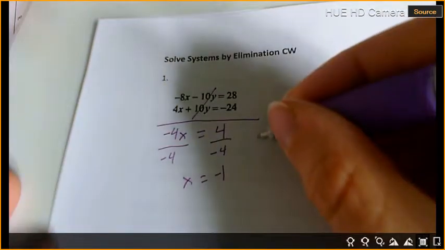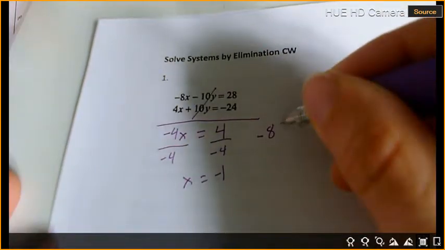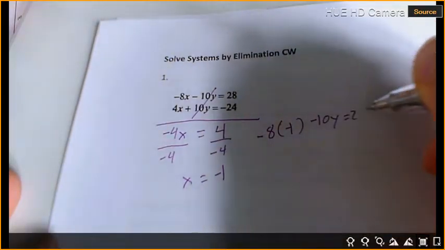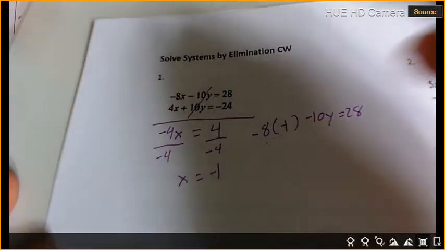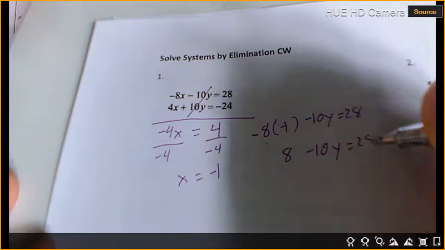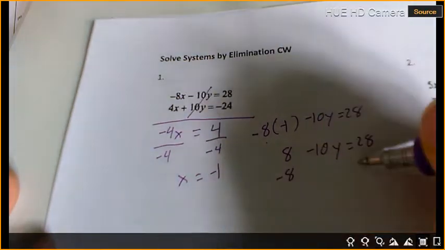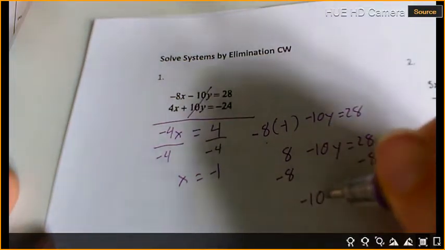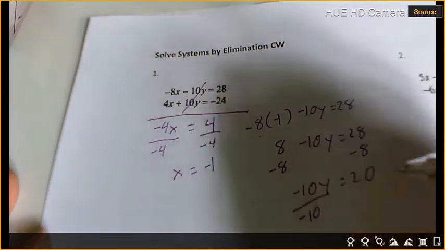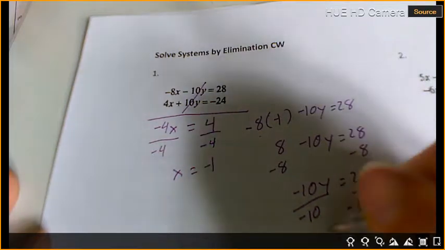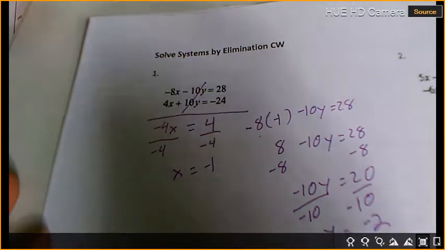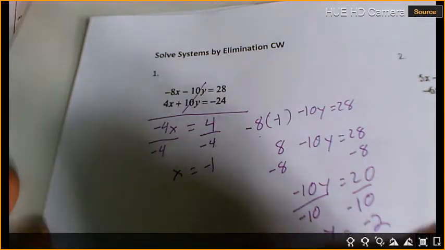Now we have to plug it back in. Either equation is fine. Negative 8 times negative 1 minus 10y equals 28. Negative 8 times negative 1 is 8, minus 10y equals 28. Subtract 8 from both sides. Negative 10y equals 20. Divide both sides by negative 10. And y equals negative 2. So negative 1, negative 2 is our answer.